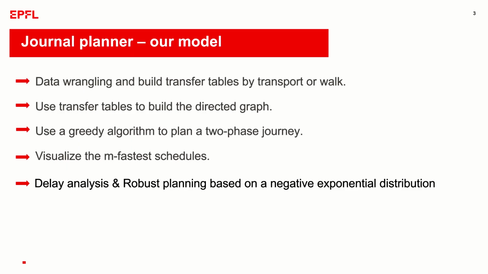This slide presents the general idea of our model. First, we do data wrangling and build transfer tables by transport or walk. We use these tables to build the directed graph and a greedy algorithm to plan a two-phase journey. In the end, we visualize the M-fastest schedules, and we do delay analysis and robust planning based on a negative exponential distribution.